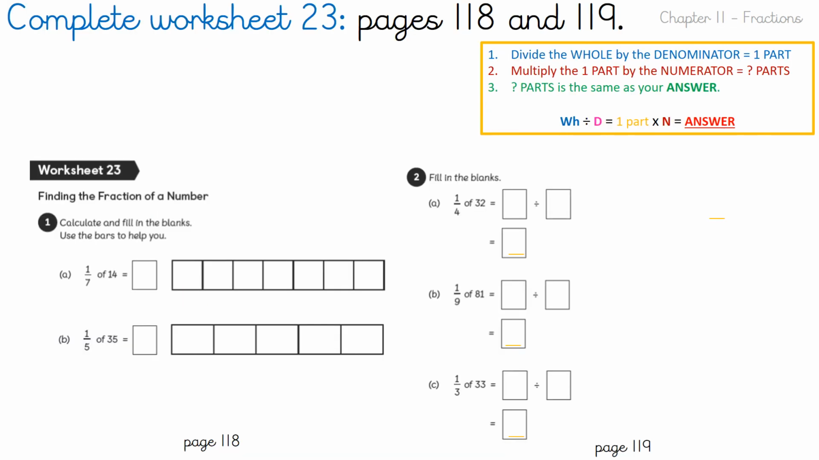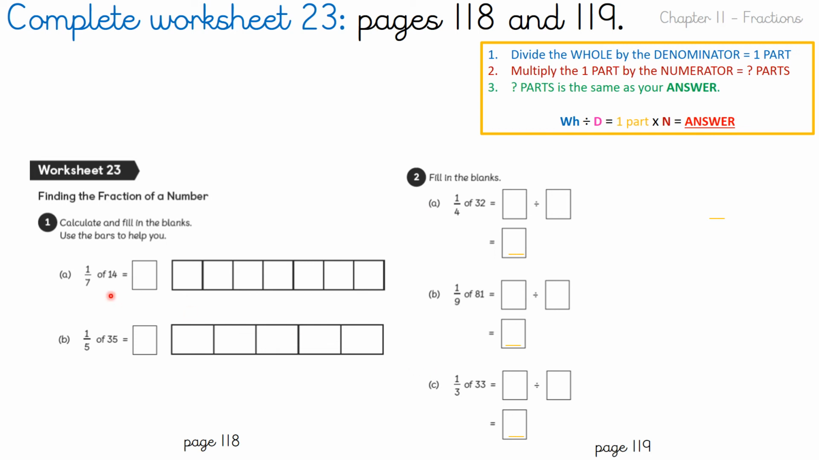This is the end of today's lesson, and we would like you to complete pages 118 and 119. We are not doing the full page. Well, you don't have to, you can do it if you want to, but we are just going to do activity 1, A and B, and activity 2, A, B, and C.